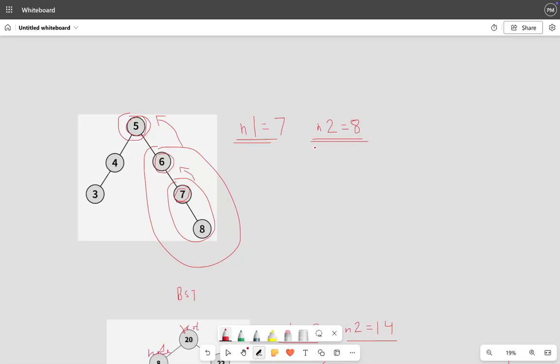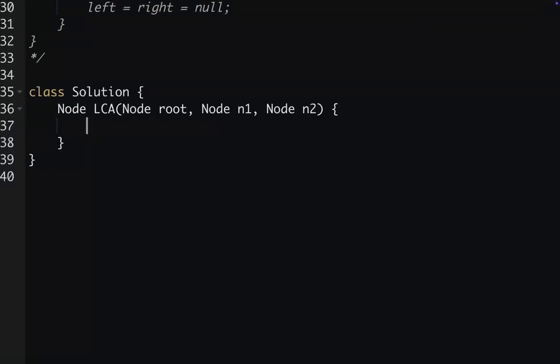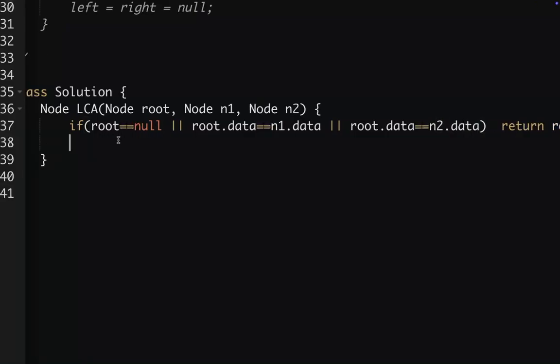So this question is very simple. Now let's code this. First thing is to check, is our root null? If this is null, just return root. Or if root data is equal to n1 data, then root is your answer. If root data is equal to n2 data, then just return the root.